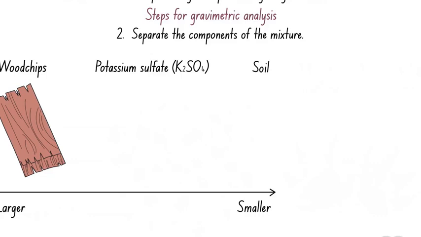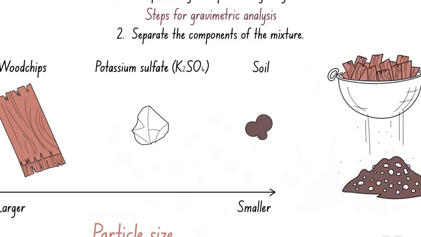Firstly, the wood chips are larger in size than the soil particles and potassium sulfate crystals. Therefore, the wood chips can be separated using the physical property of particle size. Do you recall a separation technique that relies on differences in particle size? In this case, sieving is an appropriate separation technique for isolating the wood chips.